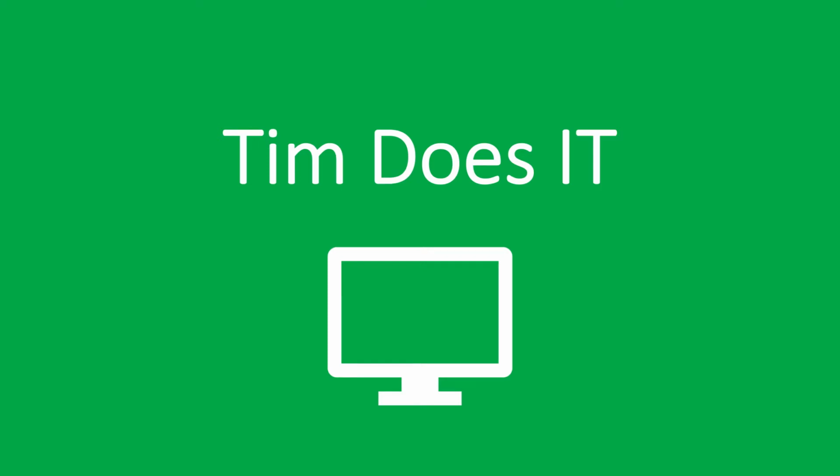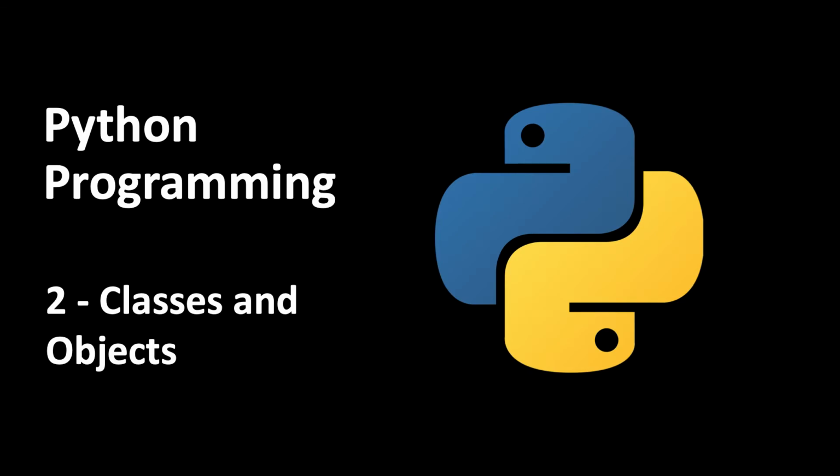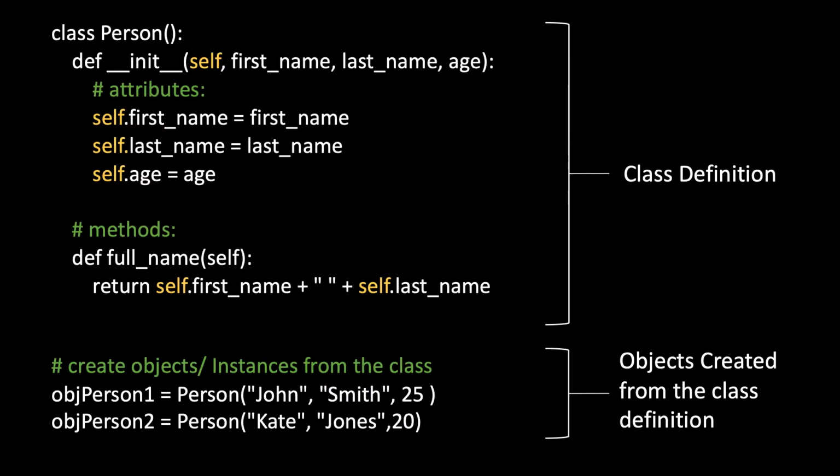Today we're going to further explore classes and objects. But before we do that, let's spend a moment to make sure that we understand everything from the last video. In the last video, we created a class Person and we created two objects or instances from the class. Let's spend a minute talking about this self keyword.